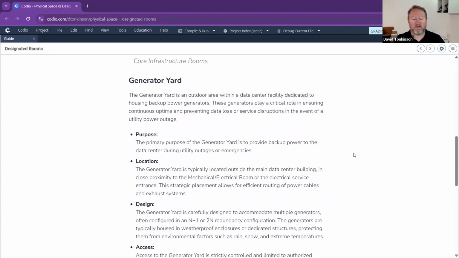Part of that is your generator yard. We know the generator is basically there to provide backup power. The generator is normally located outside. Sensible, it's a diesel engine that's going to be running. They are normally in close proximity to the mechanical electrical room, because they need to feed directly to it. So the strategic placement allows for efficient routing of power cables.